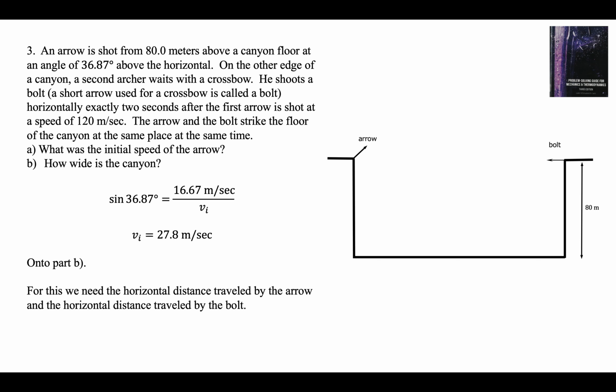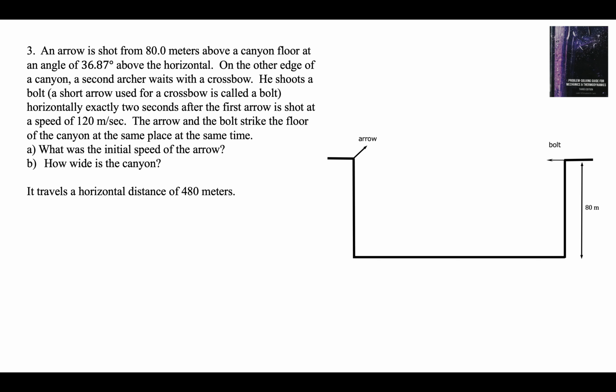For this, we need the horizontal distance traveled by the arrow and the bolt, and then we can add them up. The bolt goes 120 meters per second, and it's in the air for 4 seconds. Horizontal speed is always 120 meters per second, and that's what we're caring about, the horizontal speed. That's 480 meters. So we need the horizontal speed of the arrow.